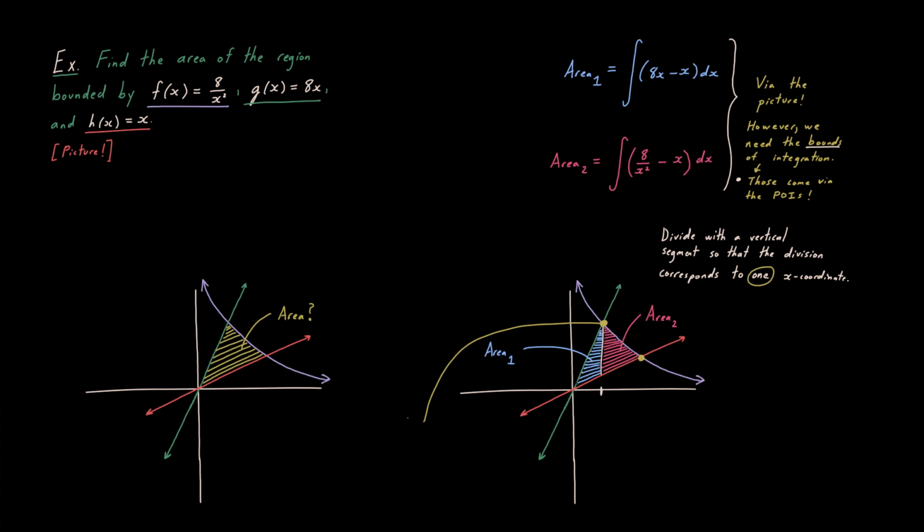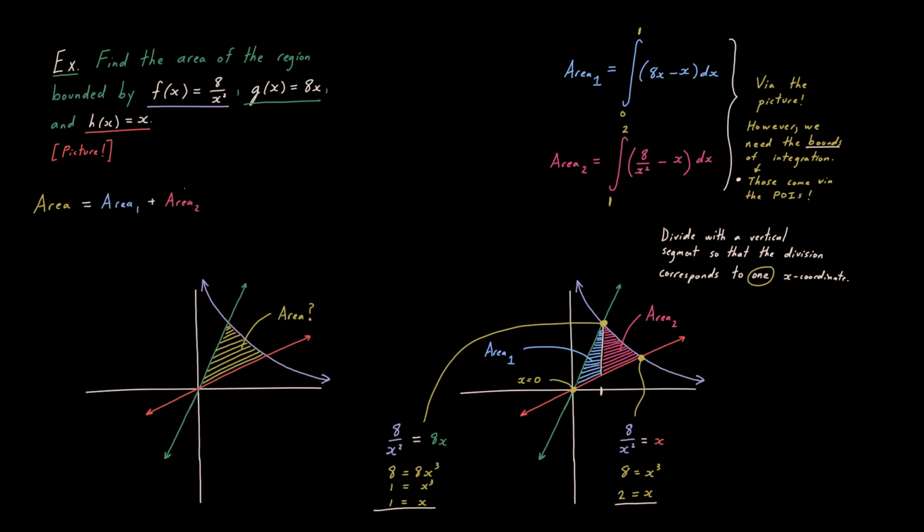So there are my 2 POIs. There's another one with the origin, but he's obvious. So I'm going to focus on those first 2. Set the purple graph equal to the green graph. 8 over x squared equals 8x when x is equal to 1. And now for the other POI, where the purple graph hits the red graph, 8 over x squared will be equal to just plain old x. Multiply through by x squared, x cubed equals 8, and x is positive 2. There are my bounds of integration. See, now I've filled them in up there.